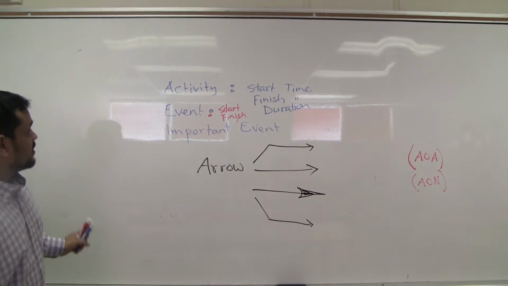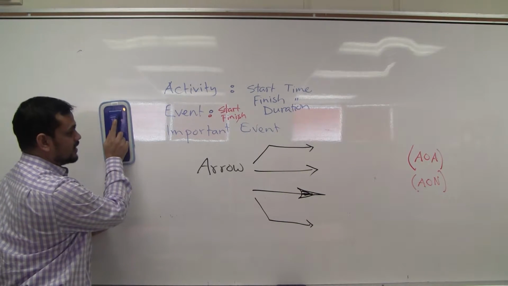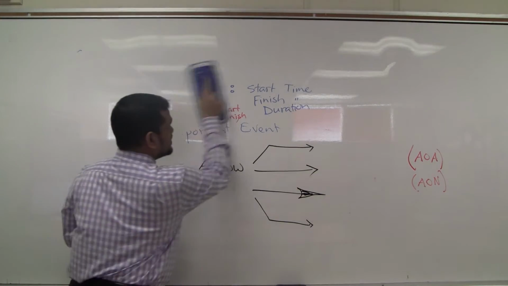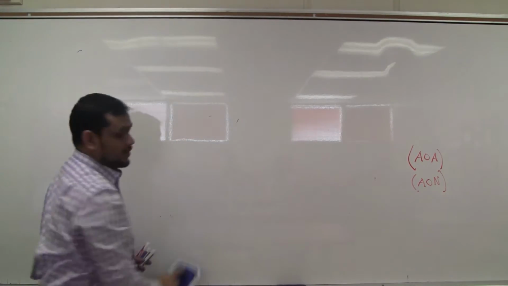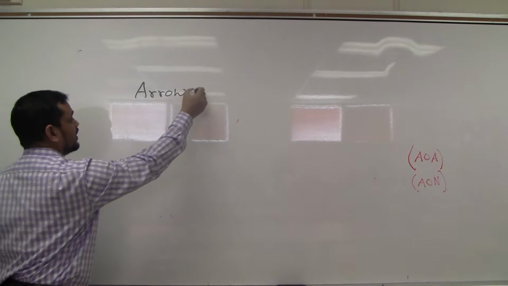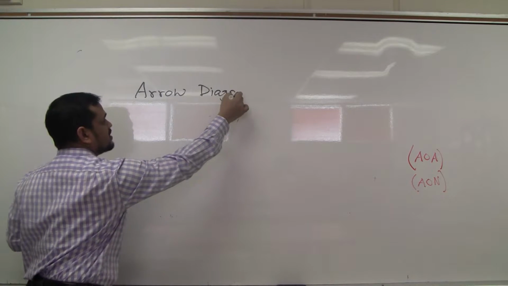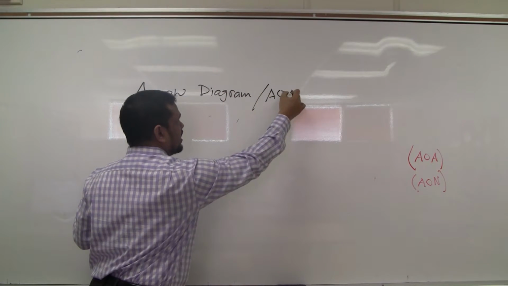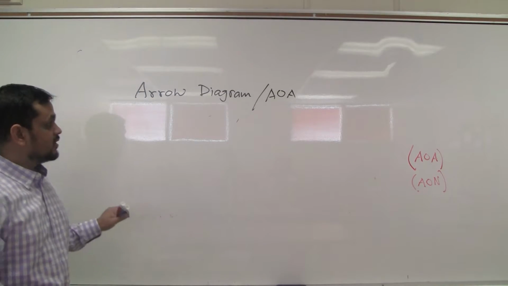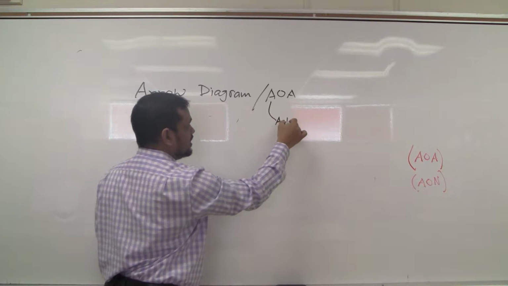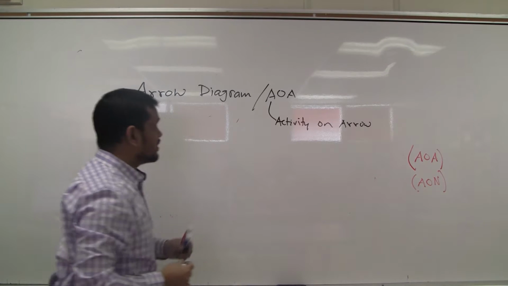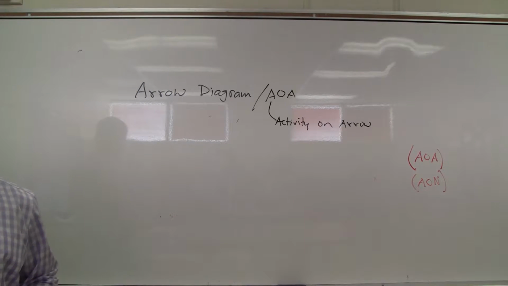Okay. Now we will start arrow diagram and node. Any question here? No, simple, right? Now, what is an arrow diagram? So first, arrow diagram, or AOA, activity on arrow. That means, very important, activity on arrow. It means what? My activity will be on the arrow.